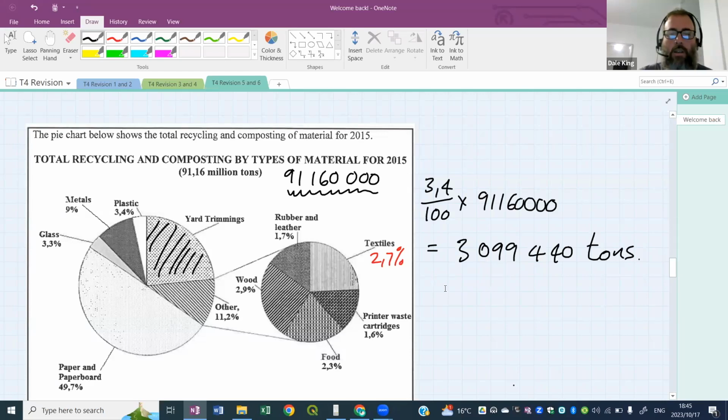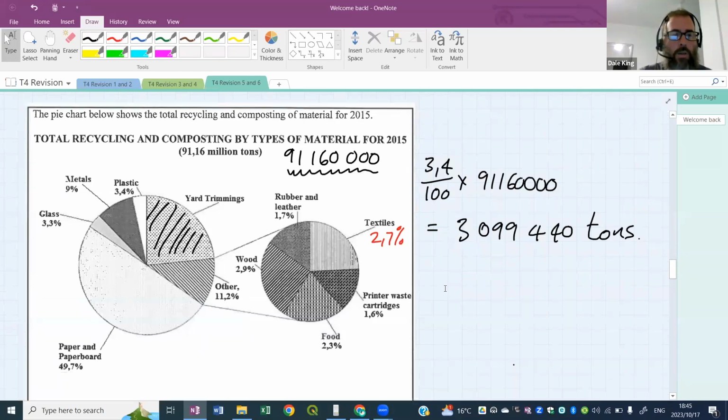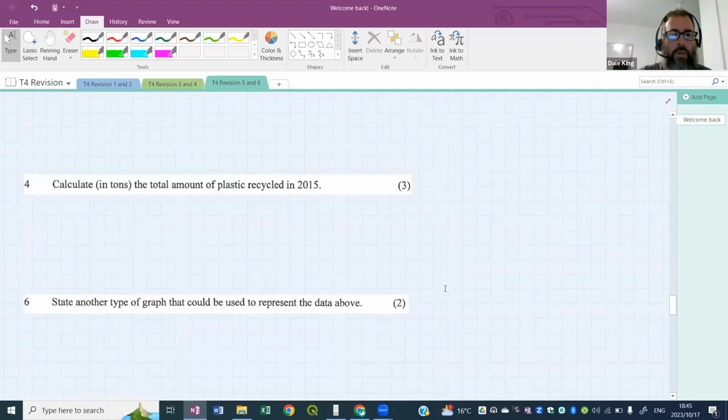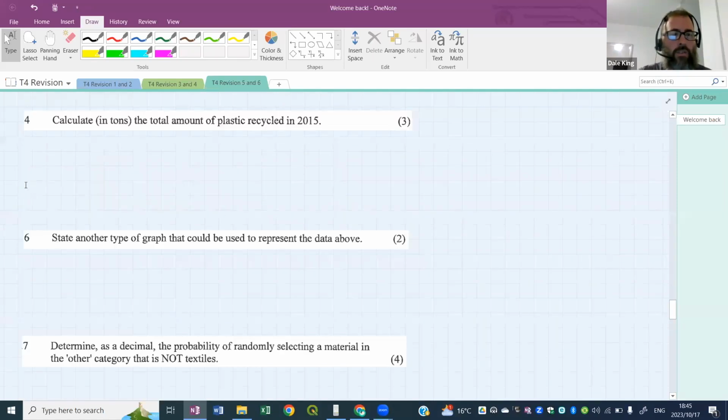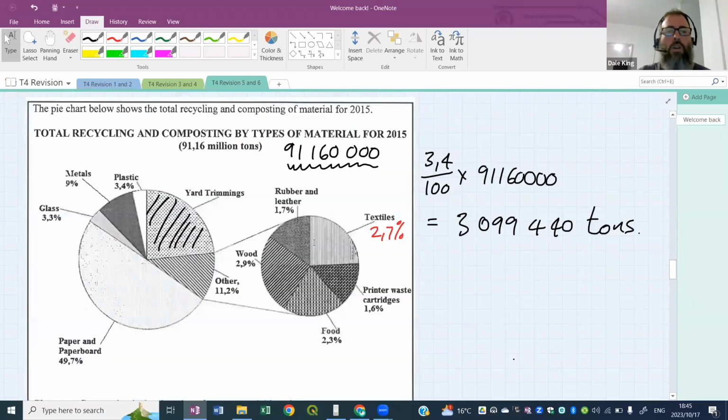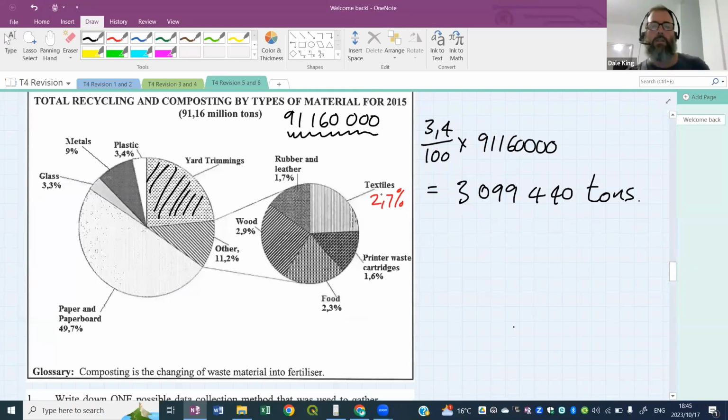Any questions about that, or let's move on to the next one. I know I skipped question 5 because it wasn't really difficult, it was very, very easy, so I skipped it because you guys are smarter than that. Question 6: State another type of graph that could be used to represent the data above. Come on, guys, what other graphs could we use to represent this data?